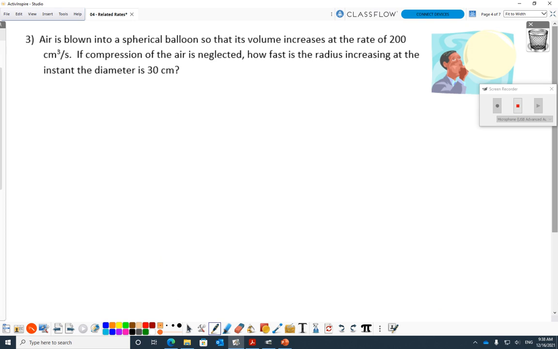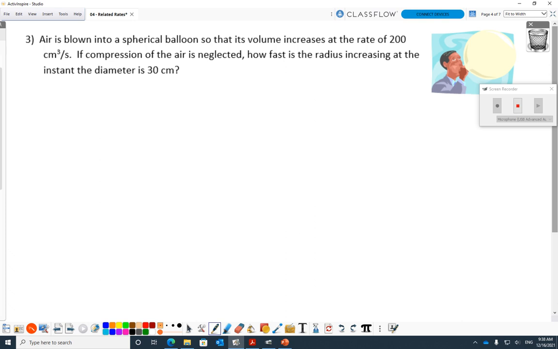Okay. I remember now. Air is blown into a spherical balloon so that the volume increases at a rate of 200 centimeters cubed per second. Now that's more realistic. It's more realistic that the amount of air going in is constant, like the first one. It would be the amount of oil that's going in probably that's constant, not how big the thing's getting.